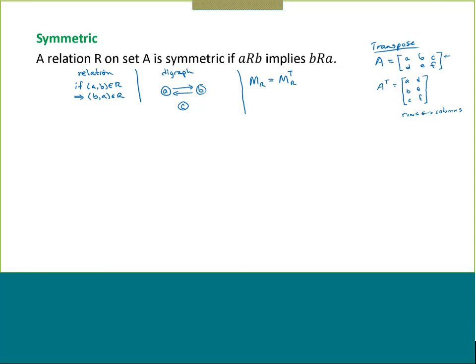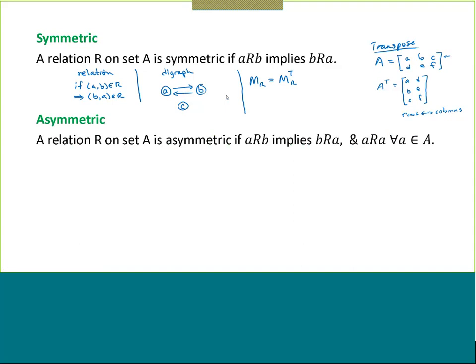If you didn't have any of that stuff, it's probably easier to spot this in the actual relation itself, or honestly, I think it's easiest to spot it in the graphical representation of the matrix. Okay. Second property, similar to symmetry, but not really the same, is something called asymmetric.